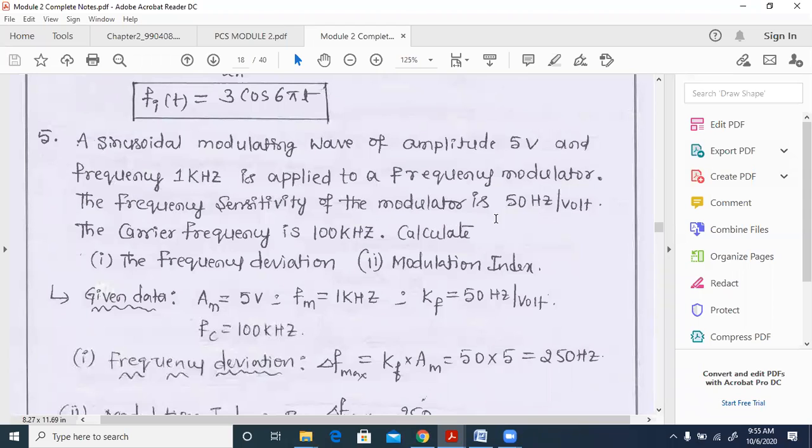The frequency sensitivity of the modulator is 50 hertz per volt. Frequency sensitivity means it is KF. The carrier frequency is 100 kilohertz, that is FC is 100 kilohertz. Calculate frequency deviation and the modulation index. So AM is given 5 volts, FM is given 1 kilohertz, KF is 50 hertz per volt, FC is 100 kilohertz.